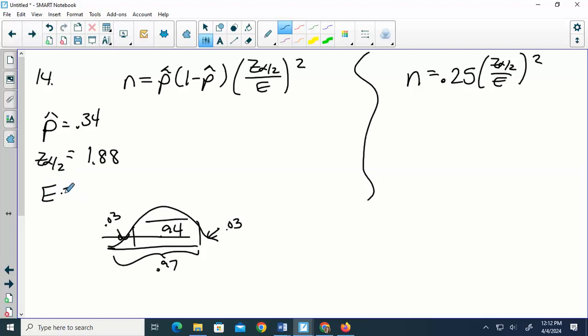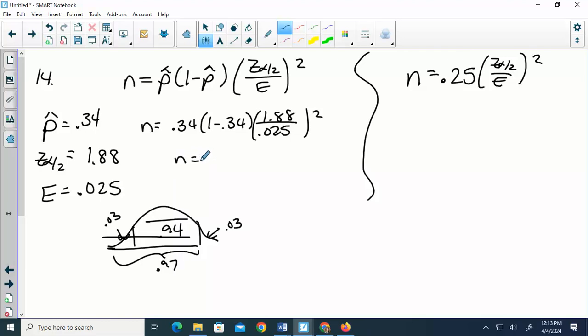And the error, it said we wanted to be within 2.5%, so 0.025. So we plug in 0.34, 1 minus 0.34, times 1.88, divided by 0.025, squared. This is talking about my sample size. Can you have a decimal on this? Can I have a partial person? No. And you always have to round up, because if you round down, you wouldn't have enough. So we get 1268.99. So that tells me for this to work, I would have to have 1,269.